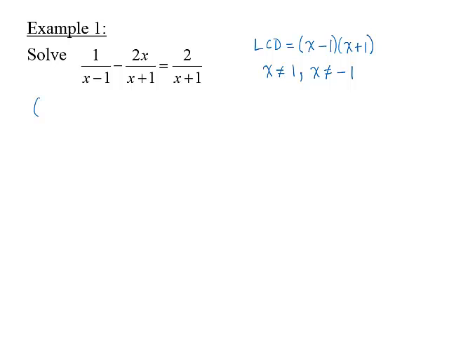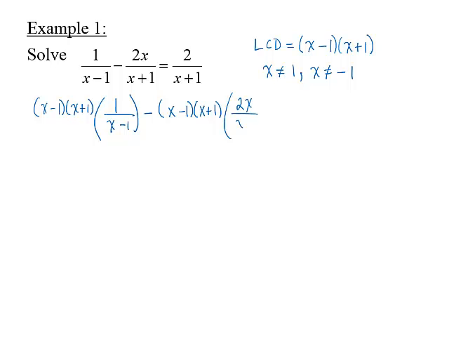We multiply each side of the equation by that common denominator x minus 1 times x plus 1, which is equivalent to distributing to each term of the equation. So we get x minus 1 times x plus 1 times 1 divided by x minus 1, minus x minus 1 times x plus 1 times 2x divided by x plus 1, equals x minus 1 times x plus 1 times 2 divided by x plus 1.